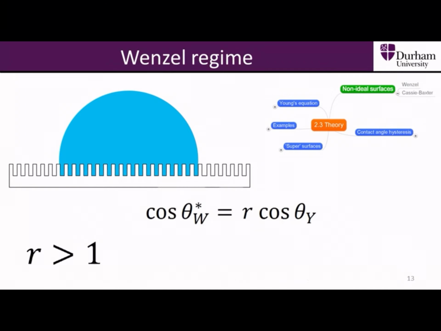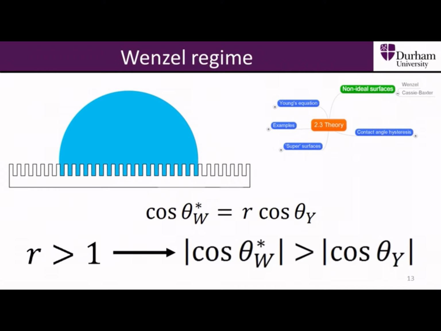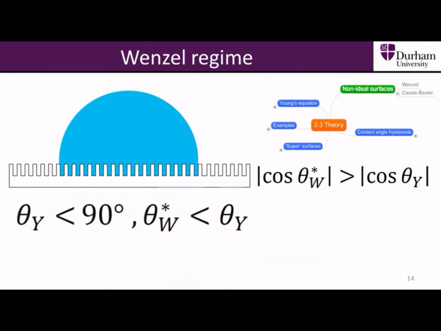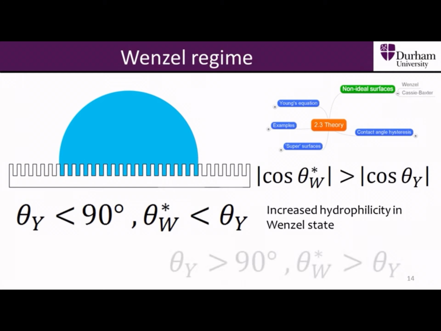R is always greater than 1 because of the surface roughness. As a result, the magnitude of the cosine of the apparent Wenzel angle is always greater than the cosine of Young's angle. Because of the relation between the magnitudes of the two cosines, it can be shown that when Young's angle is less than 90 degrees, the Wenzel angle is less than Young's angle. This shows that hydrophilicity is increased in the Wenzel state relative to the ideal case.